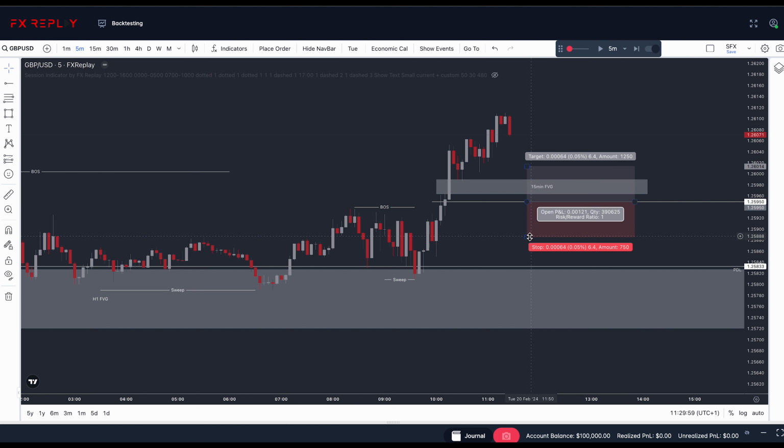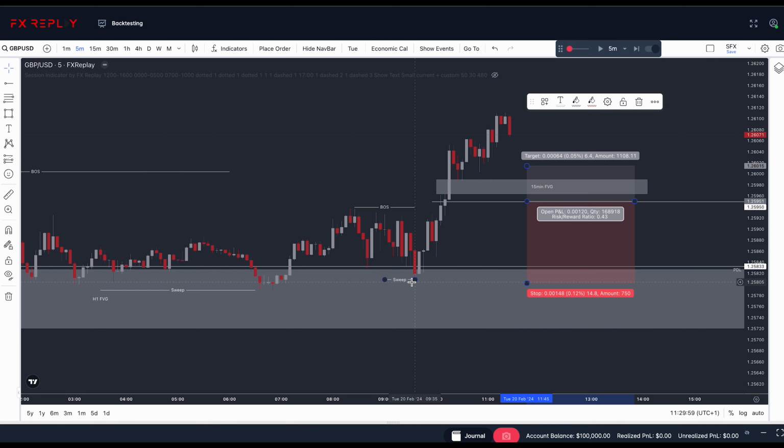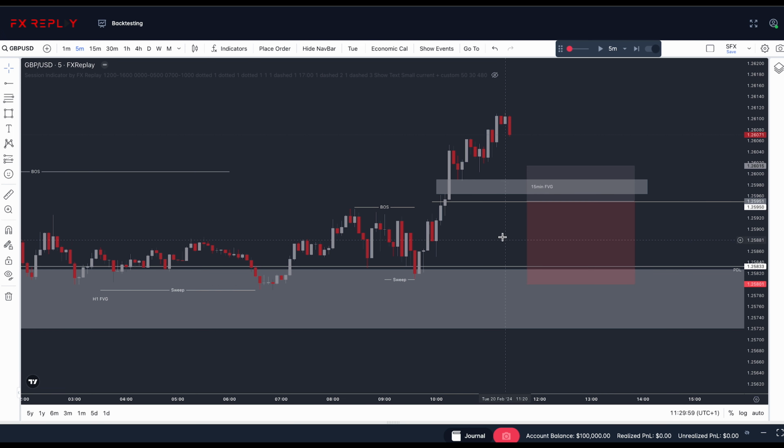Okay, stop loss is going to be below the lows. So we're gonna have 80 below the lows, it's like 14.8, let's say 15. Okay, let's go sharp on the 15, like that.